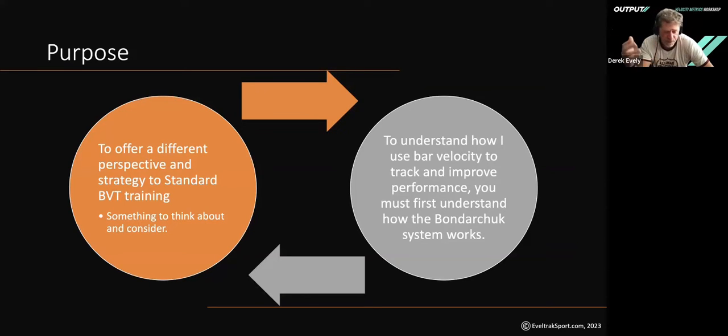I've used it on jumpers, sprinters, throwers. You can use it for any sport, any physical activity, once you understand how the principles work. Okay, so that's the next 20, 30 minutes is going to be all about that.